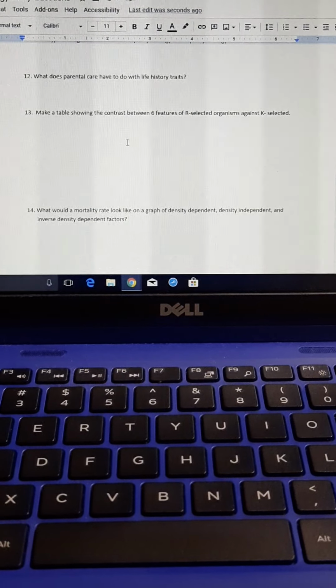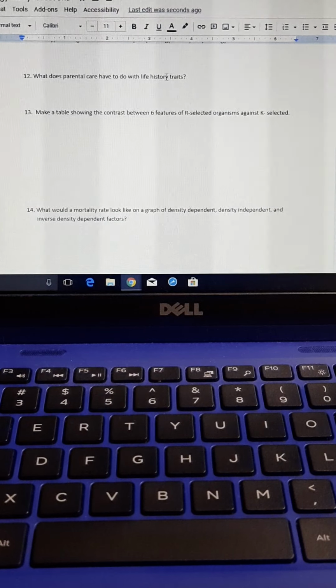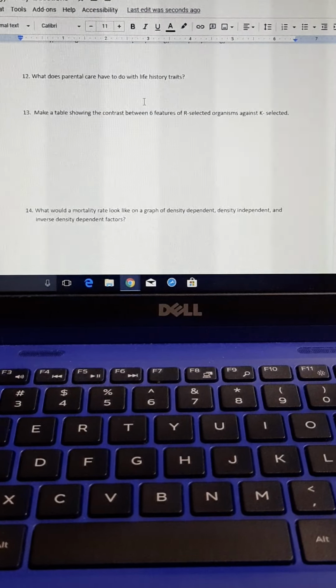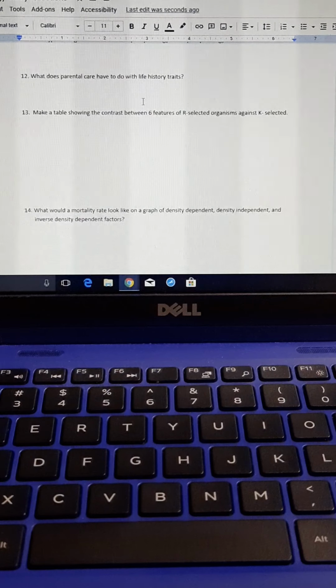All right, our next one is parental care and life history traits. Parental care is how the number of offspring relates to the amount of parental care. The parents survive in winter, and birds with a smaller number of offspring have less stress and less energy needed to feed all those hungry mouths.